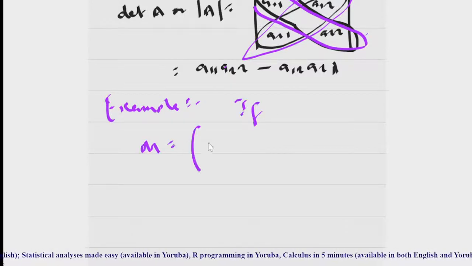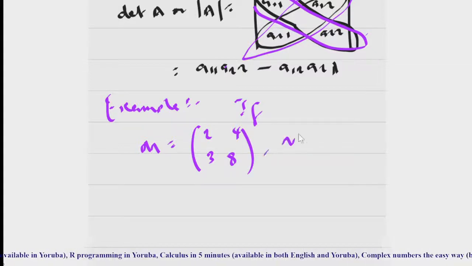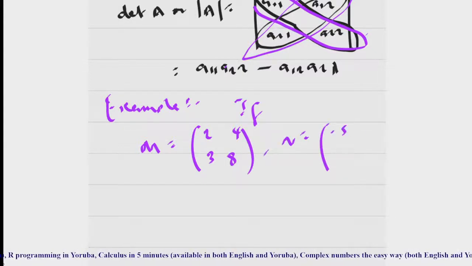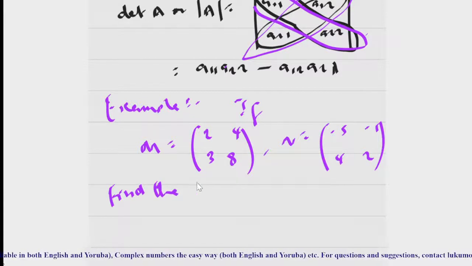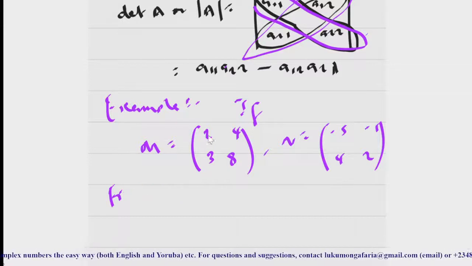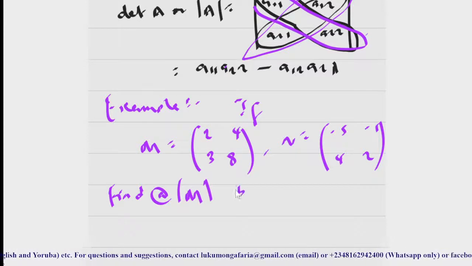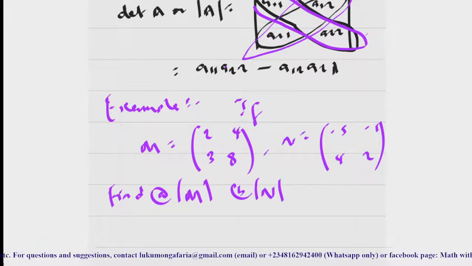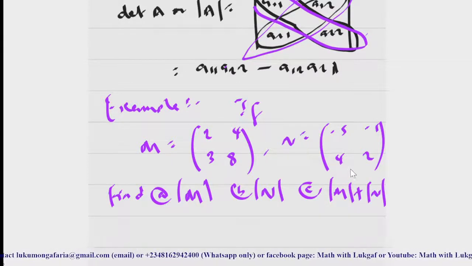Example: if M is 2, 4, 3, 8, and N is equal to -5, -1, 4, 2. Find number 1, the determinant of M, the determinant of N, and the determinant of M plus N.